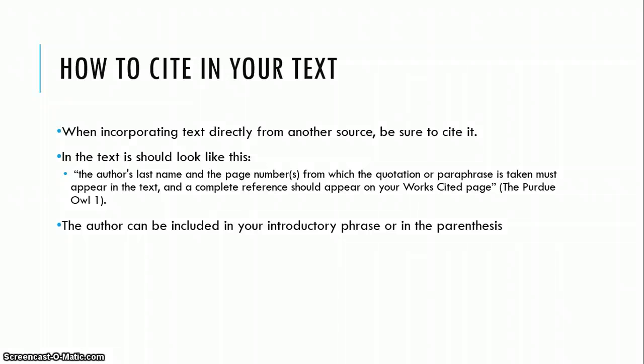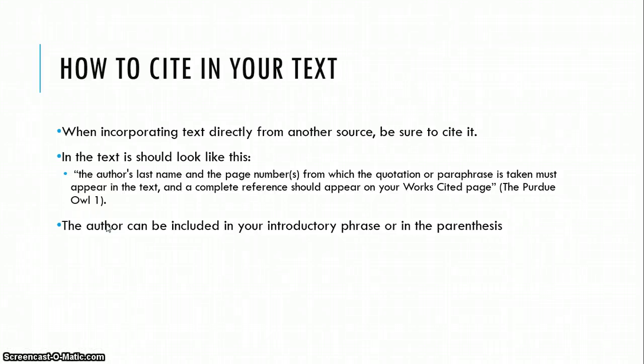Alright, now we're getting into the plagiarism stuff. So, how to cite in your text. When you're quoting from another book or another source, you have to cite it. An example of this is explaining it: the author's last name and the page number from which the quotation or paraphrase is taken must appear in the text, and a complete reference should appear in your works cited page. So this is the text. It's the Purdue Owl, which is the website that I'm going to give y'all to look at if you ever get confused, and then page number 1. You're going to have that in parentheses, and then your period is going to be after that.